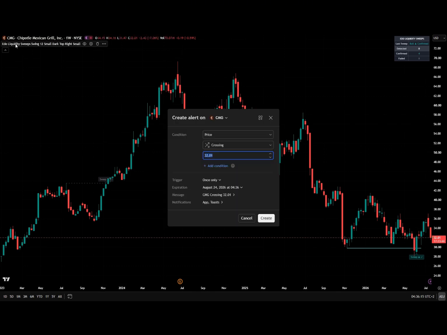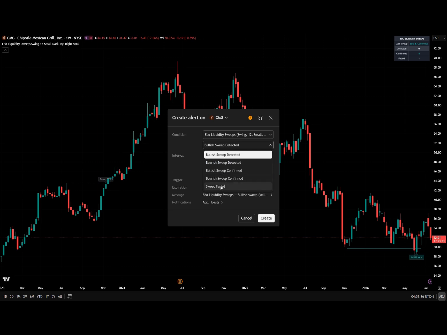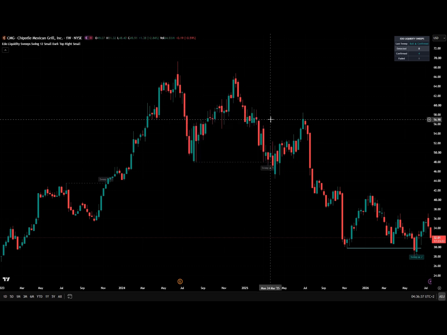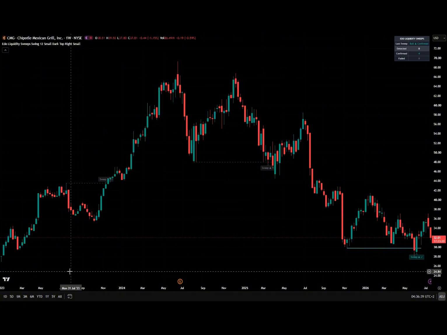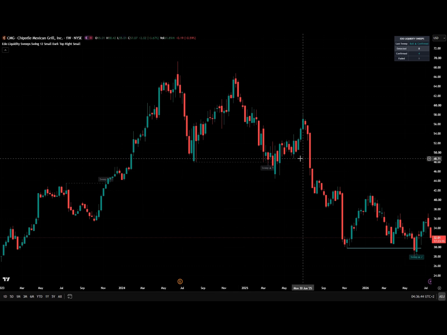Finally, the alerts. You reach them from the Create Alert dialog. There are 5, a bullish or bearish sweep detected, a bullish or bearish sweep confirmed, and a sweep faded. So you can be told the moment liquidity is taken, or wait for confirmation, whatever fits your style. None of them is a buy or a sell order, they simply mark that a condition was met on the closed candle. Edo Liquidity Sweeps is free and open source.